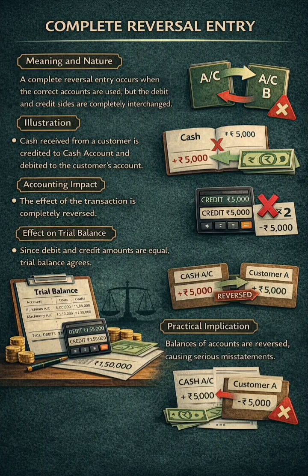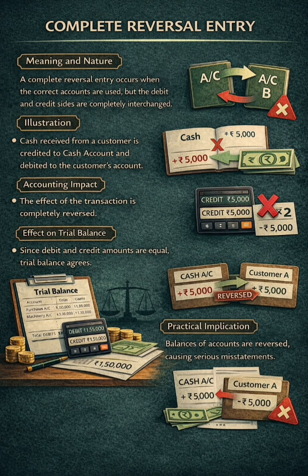Complete reversal entry. Meaning and nature. A complete reversal entry occurs when the correct accounts are used, but the debit and credit sides are completely interchanged. Illustration. Cash received from a customer is credited to cash account and debited to the customer's account.